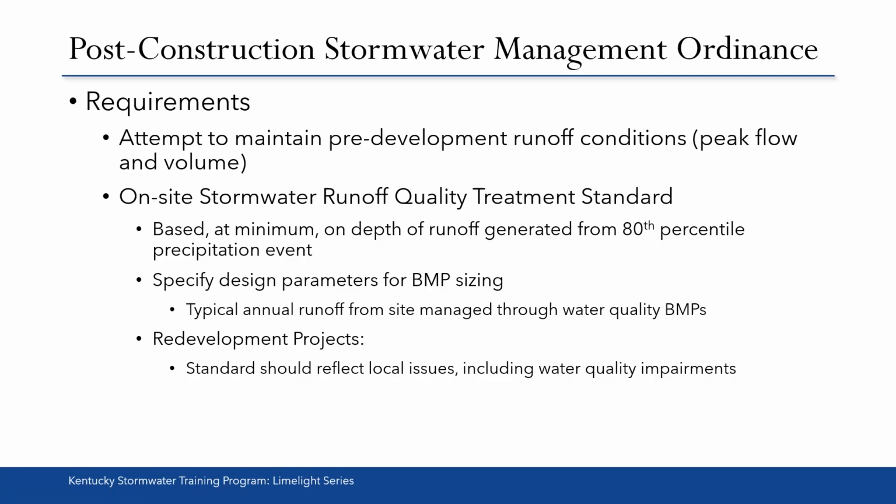You're required to develop an on-site stormwater runoff quality treatment standard for your MS4 area. This is based at minimum on the depth of runoff generated from the 80th percentile precipitation event. So for that site, the amount of impervious area on that site, what's the volume of runoff that's going to come from an 80th percentile precipitation event? It's left up to permittees to calculate that 80th percentile. So we see a bit of a range. For the state of Kentucky in general, the average is about 3/4 of an inch is what needs to be managed and what needs to be required to be managed by this ordinance.